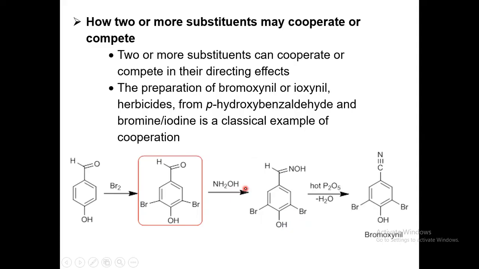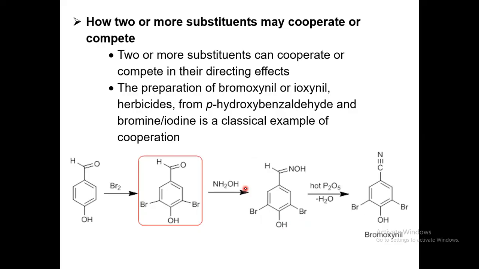Good. Next up, how substituents may cooperate or compete. So sometimes, depending on the position of different substituents, they might cooperate to put the incoming substituent at a particular position, or they might compete, and one of them will win, right?